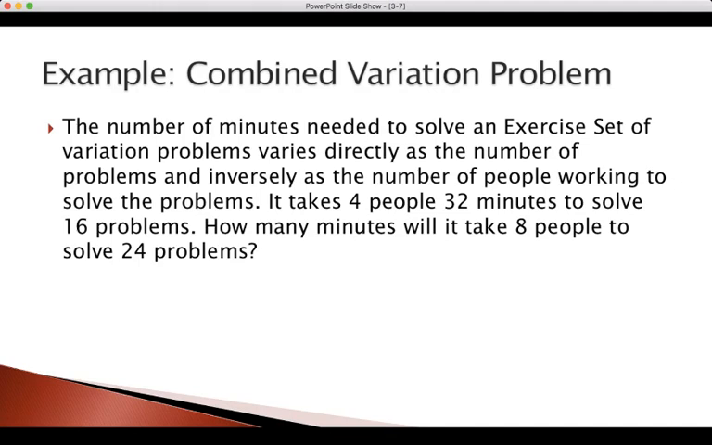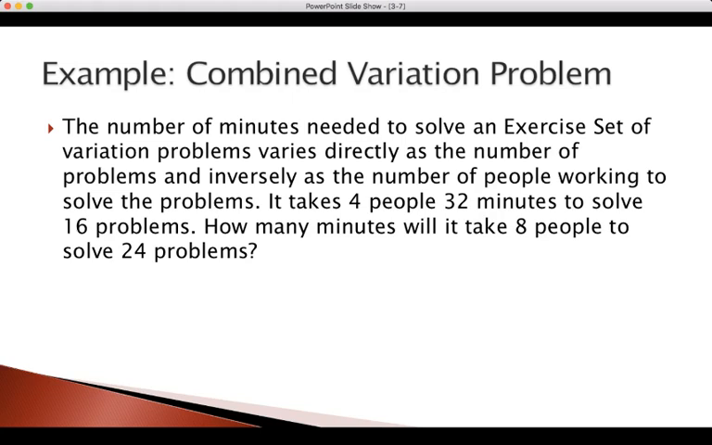Consider this problem. The number of minutes needed to solve an exercise set of variation problems varies directly as the number of problems, and inversely as the number of people working to solve the problems. This makes sense. The more problems you have, the longer it takes, but the more people you have, the more it cuts the time proportionally. So this is how we have a combined variation problem.